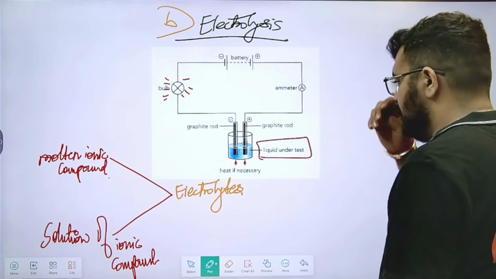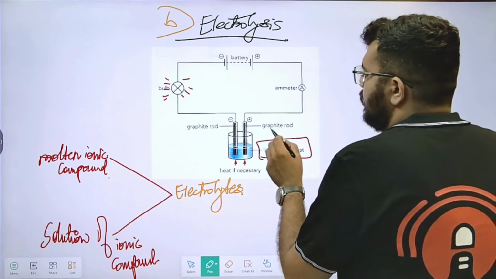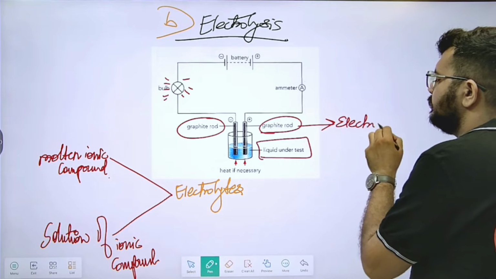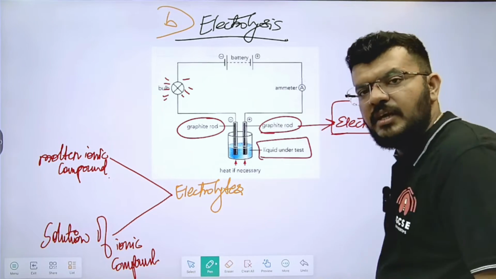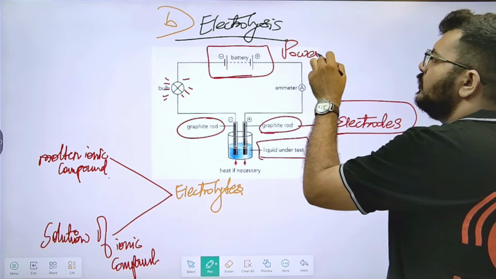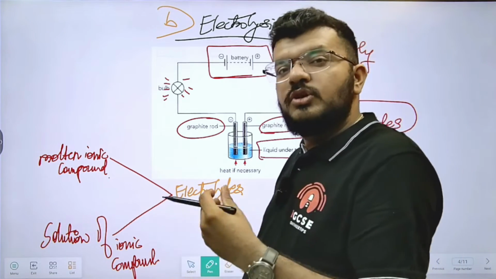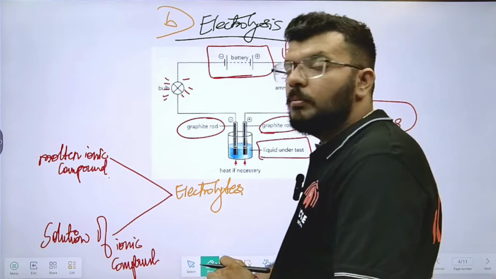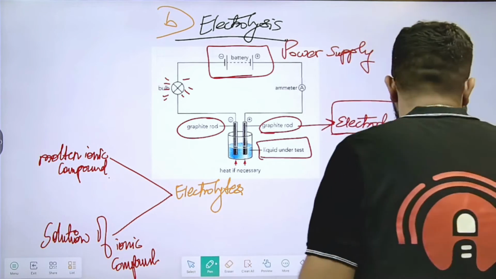So let's understand here what is what. Electrolyte is the liquid that conducts electricity. These graphite rods they have taken are known as electrodes. They are the rods that are connected to poles of the battery, dipped into the electrolyte. Battery is nothing but your power supply, right? The flow of electrons is going to be very, very important for us, which is how we will find out where does reduction take place and where does oxidation take place.